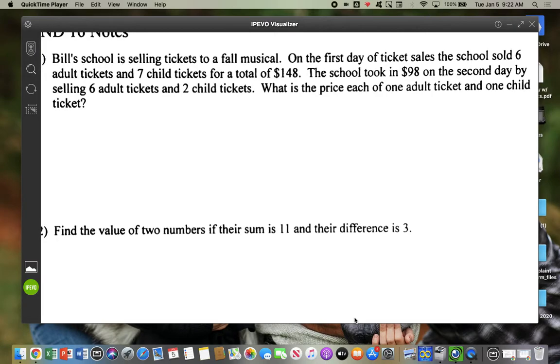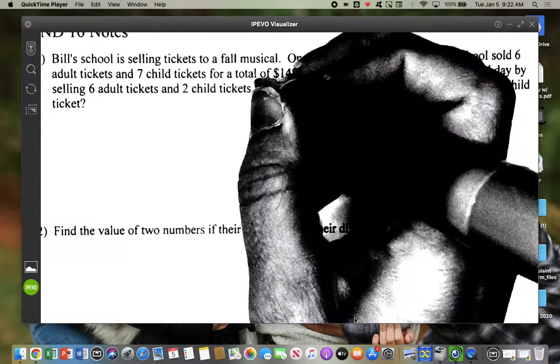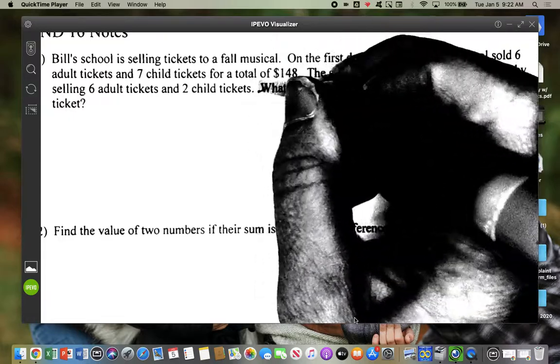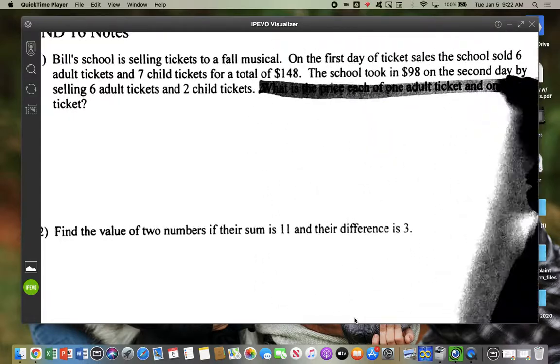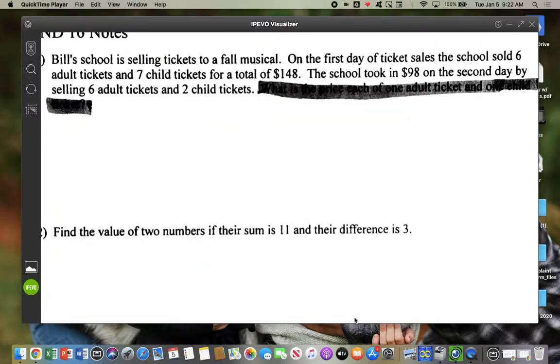So in this case, we are solving for two things. What are we trying to find out about the tickets? The price. So that is one thing I always want to stress, is that last statement almost always tells you what you're solving for. So this is going to help you identify your variables.